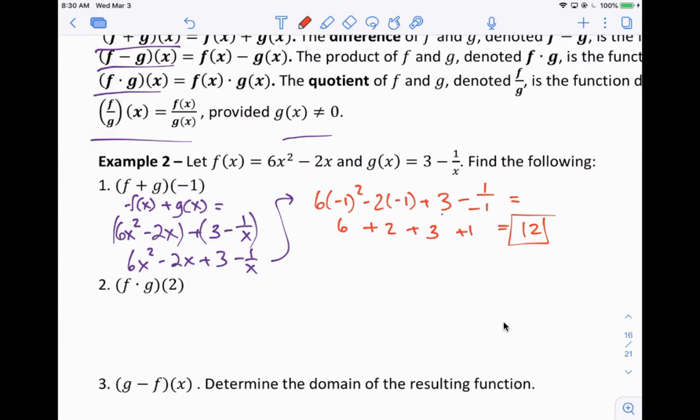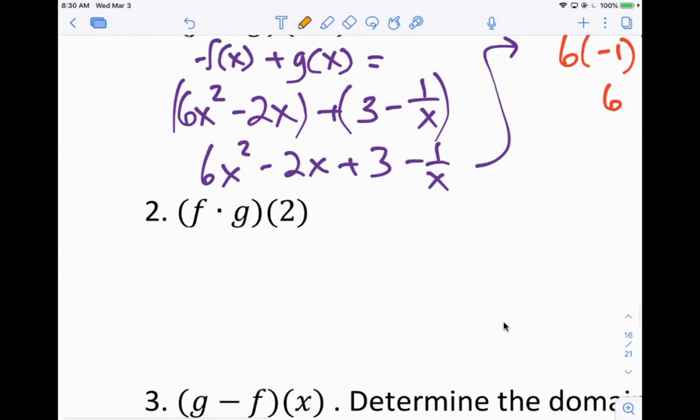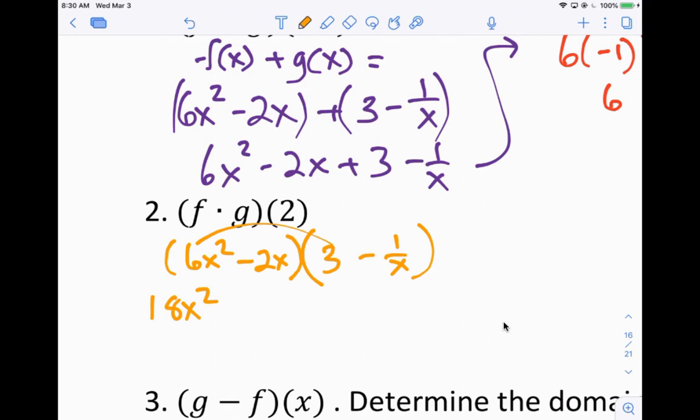Let's do it again, but this time let's do it with multiplication and then plug in 2. So 6x squared minus 2x. Notice the parentheses this time because I want to tell myself, hey, you're multiplying these functions. All right. First round's easy. That's 18x squared, and that's minus 6x.